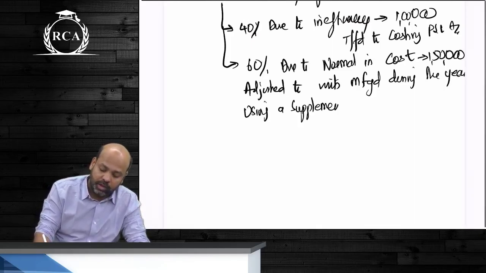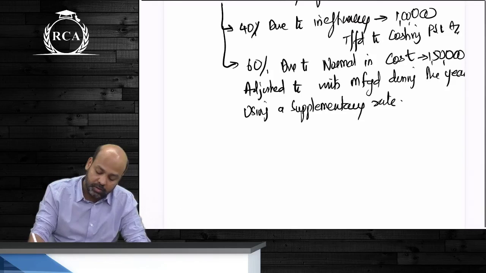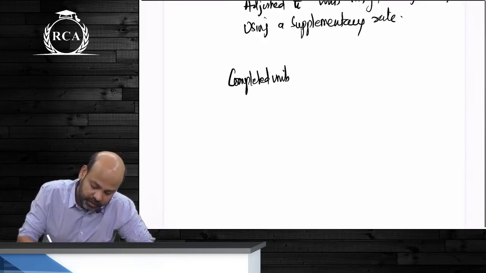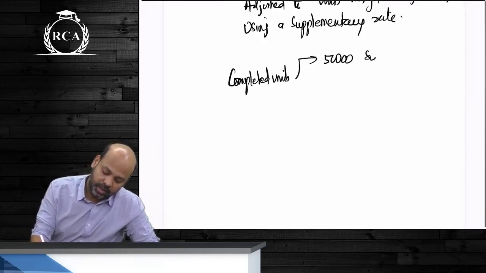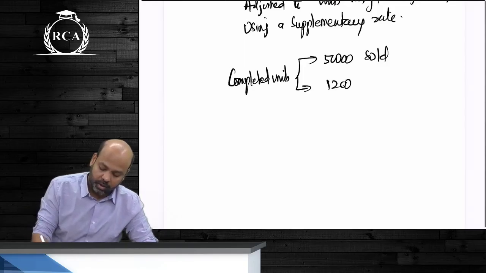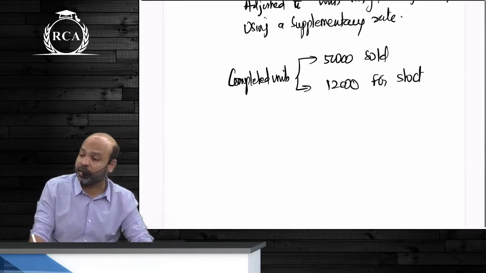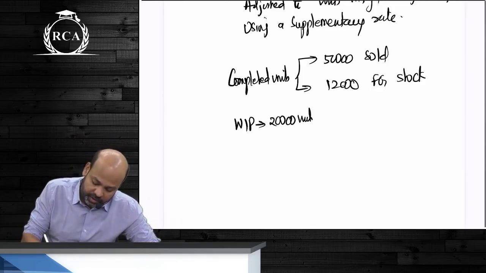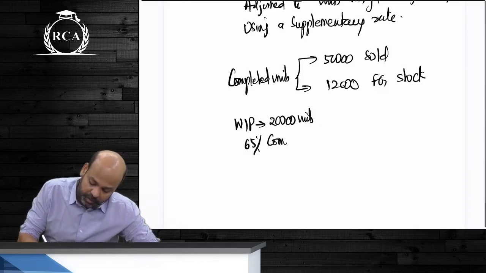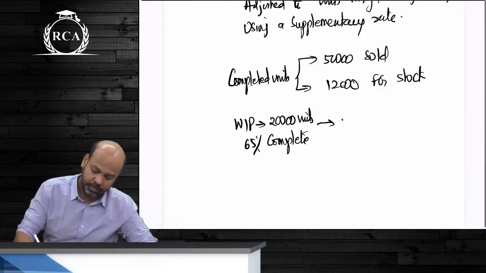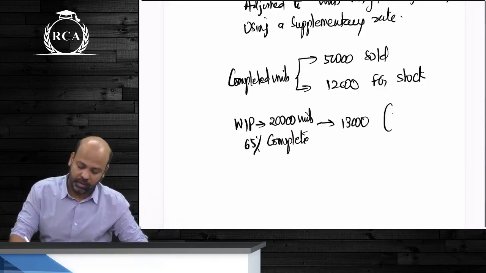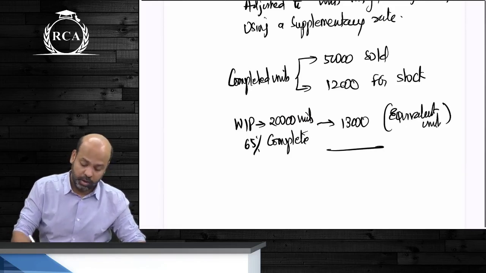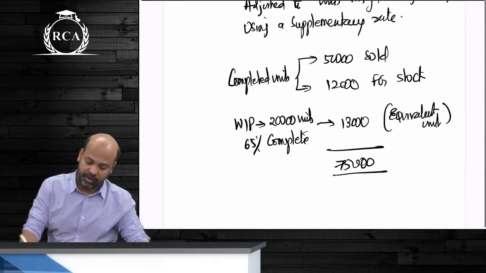Now we will have to talk about how many units were manufactured during the year. As far as completed units are concerned, guys, the question says 50,000 were sold, and how many are still lying in stock? 12,000 is the finished goods stock. This is completed units. Work in progress, the question says we have 20,000 units which are 65% complete. So they will be as good as what? They will be same as 13,000 equivalent completed units. The total equivalent units would be 75,000.